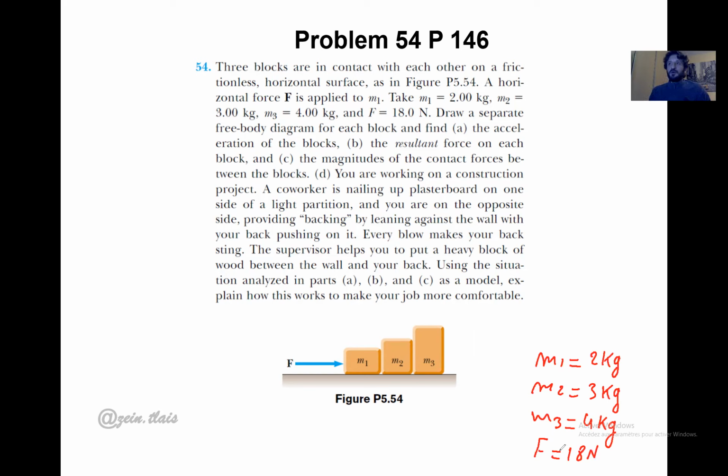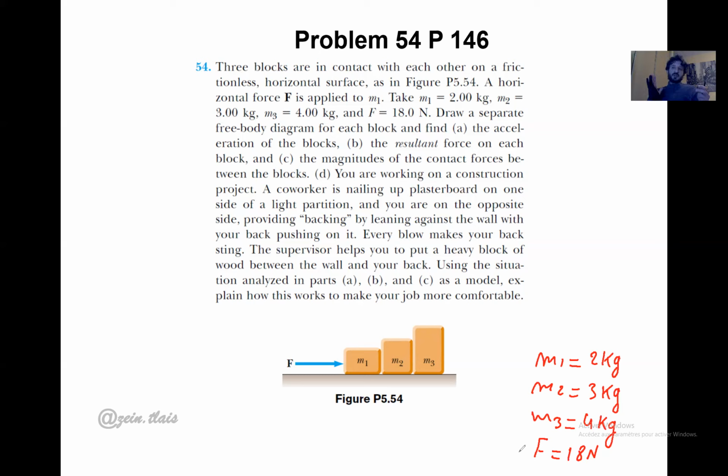Draw a separate free body diagram for each object and find: first of all, you have to draw all the forces applied on each object. Second, we have to calculate the acceleration of the blocks, A. Three, we have to calculate the resultant force on each block, the F total applied on each block. C, we have to find the magnitude of the contact forces between the blocks.